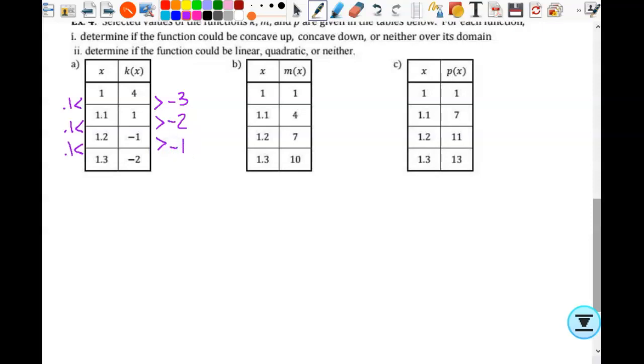Okay? So the first question said, determine if the function could be concave up, concave down, or neither over its domain. These are your average rates of change. Are they getting bigger or smaller? Bigger. They're increasing, right? Getting closer to 0. So they're increasing, which means is this concave up, concave down, or neither? Concave up. If it's increasing, it's concave up. So my answer is concave up.